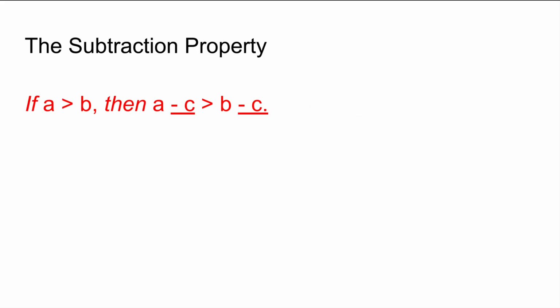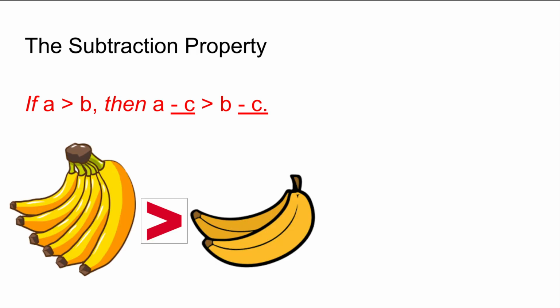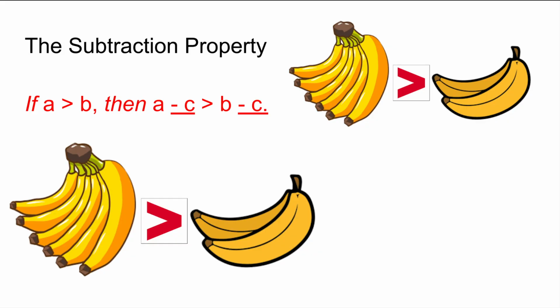We have subtraction, which is the same thing except the opposite operation happening. Instead of adding the same to both, we are subtracting the same from both. So if we start with a larger bunch of bananas being greater than a smaller bunch, and we take a banana from both, we still have the same inequality.